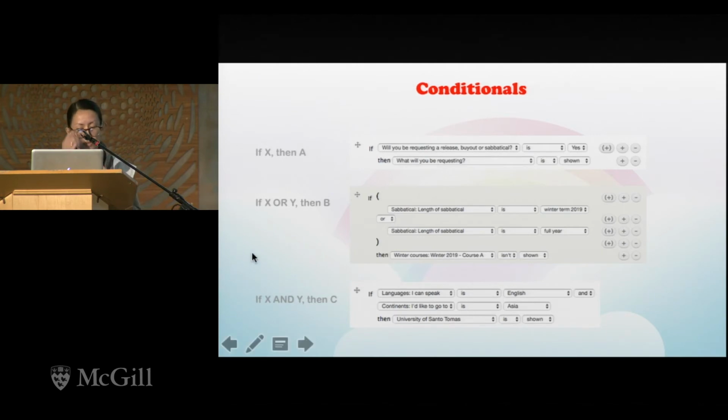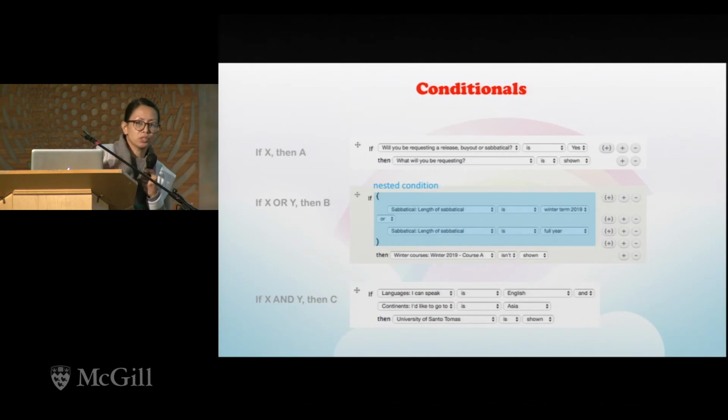Now, an interesting thing that I'd like to show you about the second example is that it actually has what we call a nested condition. And you can create a nested condition by clicking here on this plus button that's between parentheses. And these nested conditions actually come into their own once you start to think of more and more complex conditional statements.